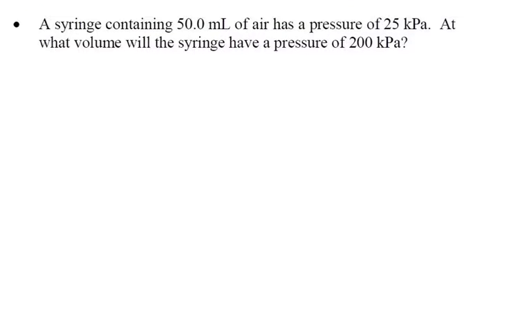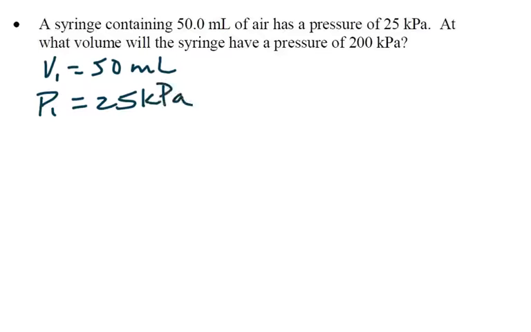Second problem: a syringe contains 50 milliliters of air and has a pressure of 25 kPa. At what volume will the syringe have a pressure of 200 kPa? It looks like I have a volume, which is 50.0 milliliters, and a pressure of 25 kilopascals. What's my new volume? I'm looking for my new volume when the pressure is 200 kilopascals.